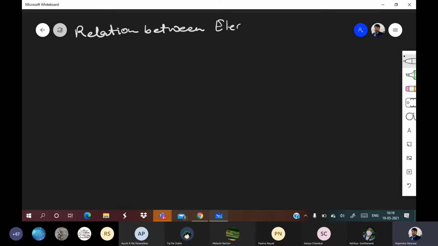Electric field and electric potential. So the basic question is, is there any connection between electric field and potential? And if yes, then what is that connection? How to use it? All that. Okay. So the relation between electric field and potential.